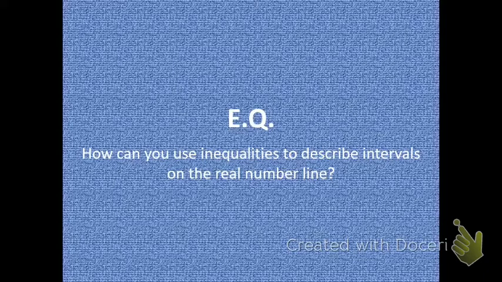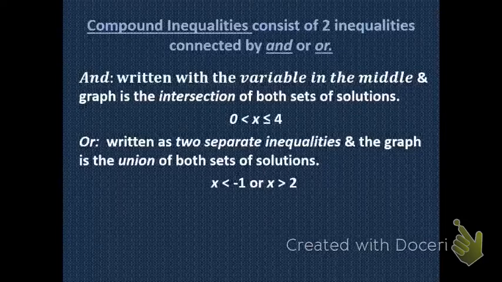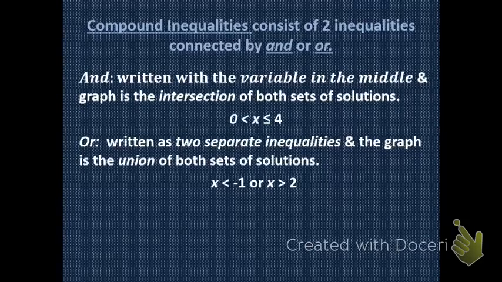Can anyone give me a good definition or a description of the word compound? When you hear compound, what do you think? Okay, conjoining two different things, right? Two is the key here. Because look at the definition of a compound inequality. It consists of two inequalities connected by and or. All right, so fill in those blanks. A compound inequality consists of two inequalities. So in one problem, you're going to have two inequalities connected by either the word and or the word or.